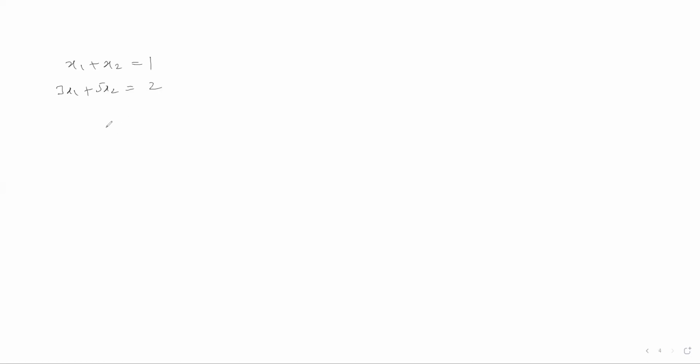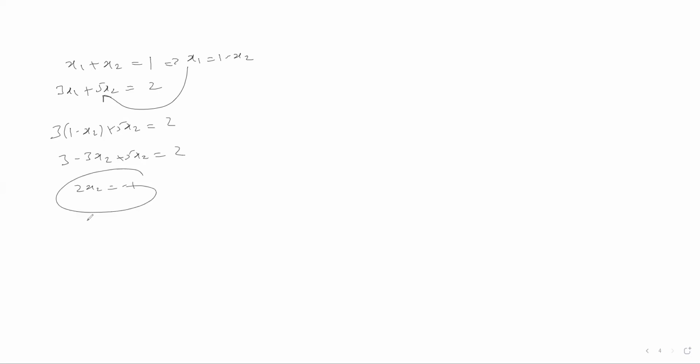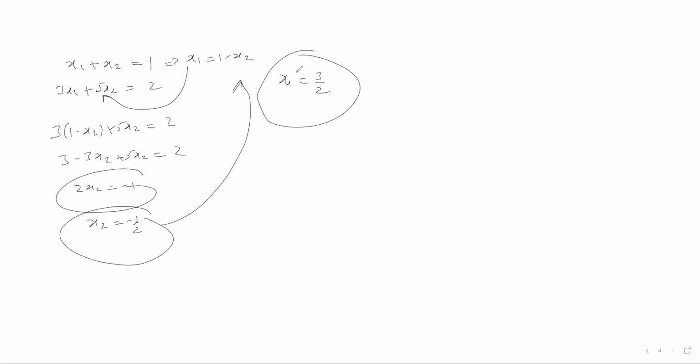Now, if I have to solve this, either I can make x1 the subject, x1 is equal to 1 minus x2, then I will substitute here. So 3 times 1 minus x2 plus 5 times x2 equals 2, so 3 minus 3x2 plus 5x2 equals 2. So 2x2 is equal to minus 1, x2 equals minus 1 by 2. Then you will substitute here, so you will get x1 equal to 3 by 2. This is how we can solve. This is the substitution method. We have substituted the value.